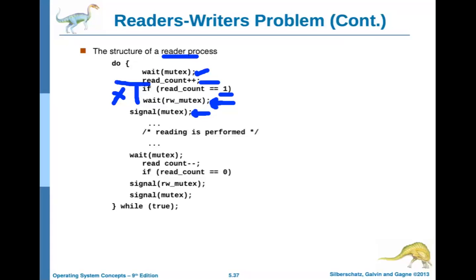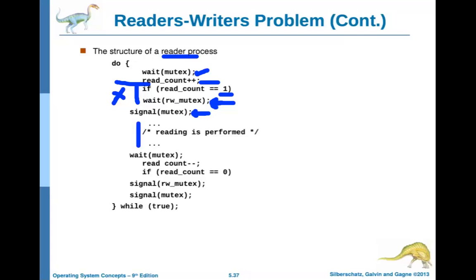Imagine something like this: it incremented, so the value becomes 1, and suppose signal is used here, and now a second reader process is there, which will definitely get the lock on mutex because we have signaled it. Read count plus plus, it becomes 2. It will check that read count equals 2, but the previous reader has not acquired the lock on RW mutex, so it will directly start reading, which is wrong. Without acquiring the lock on RW mutex, you cannot read, because that will conflict with the writer.